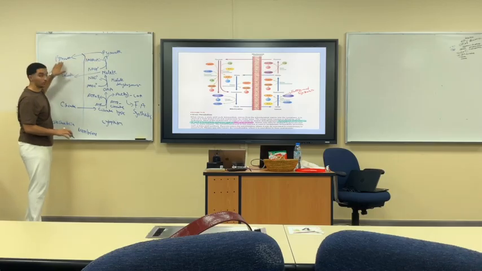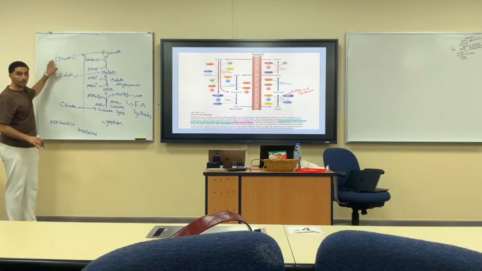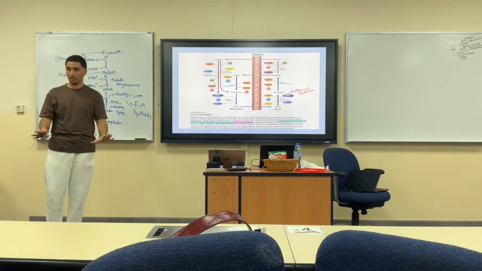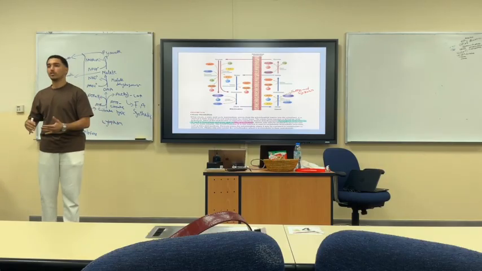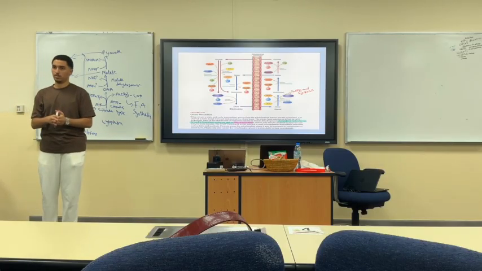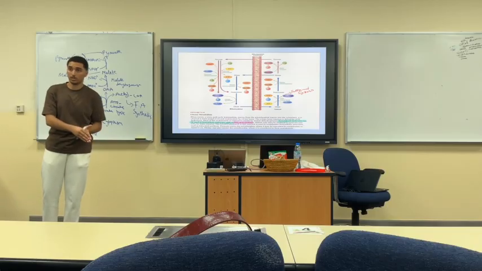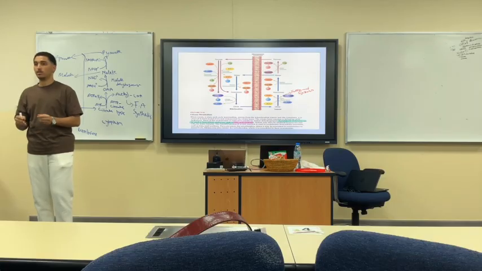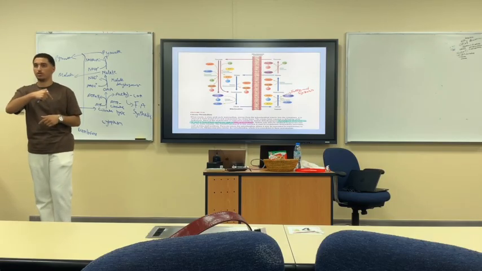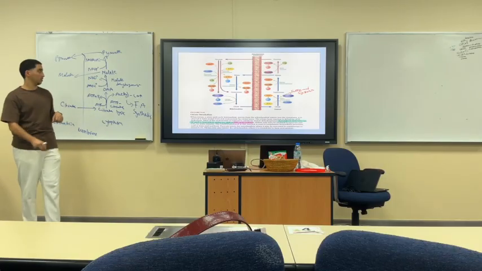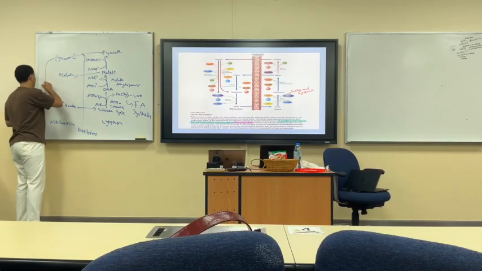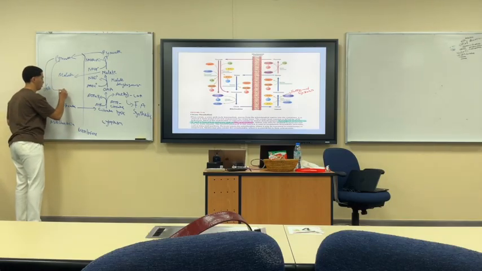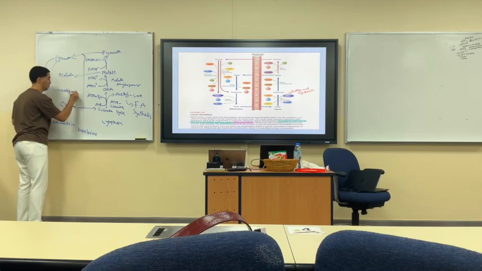Pyruvate, after that, will enter into the mitochondrial matrix. The pyruvate also has two pathways. It will either be converted into acetyl-CoA normally, or it will be converted into oxaloacetate. When will it be converted into oxaloacetate? When the acetyl-CoA is more than oxaloacetate, we convert this pyruvate into oxaloacetate. Or into acetyl-CoA.